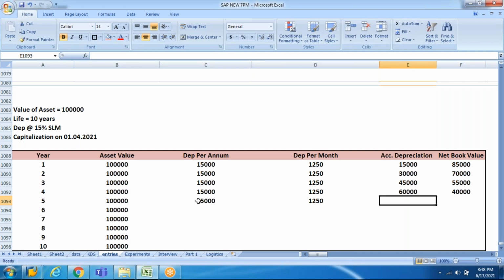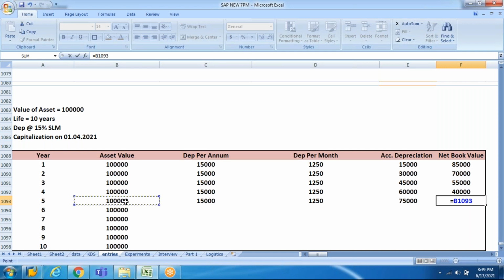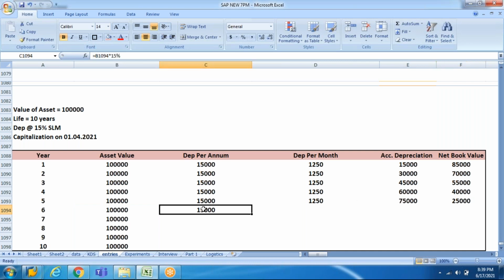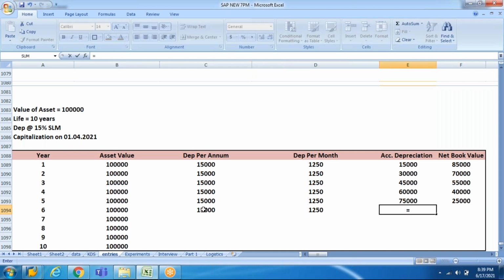What will be the accumulation? What two things I need to consider? I need to consider current year depreciation plus previous year accumulation. 75. Now, what will be the net book value? Asset value minus accumulated depreciation is 25. Now, if I go to sixth year, same per annum, same per month, accumulation will be current year depreciation plus previous year accumulation, right? Net book value will be 10,000 rupees.